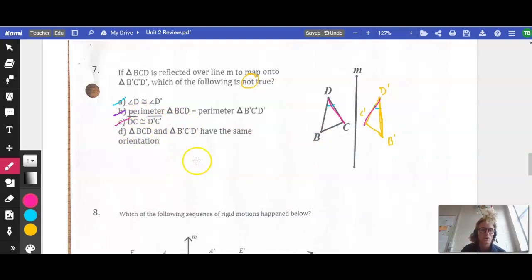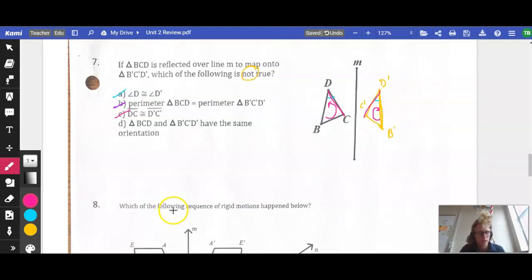So we know that D is our answer, but let's just check. BCD and B prime, C prime, D prime have the same orientation. That can't possibly be true because a reflection occurred. That means the orientation changed. This one is counterclockwise. This one is clockwise. Okay.